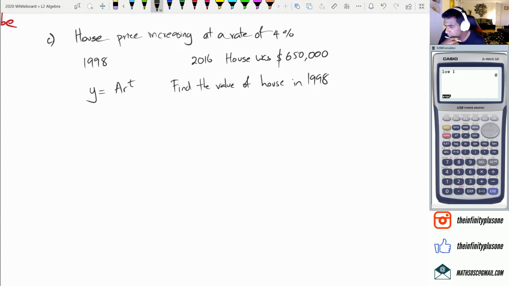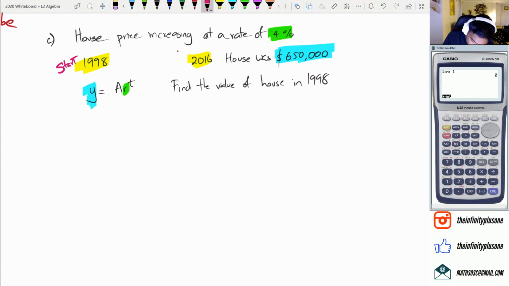So for this question, what we're basically doing is our current value is 650,000. So this right here happens to be Y. The rate is 4%, so that's going to be there. And the T, you've got to figure out from 2016 and 1998. One other thing that I forgot to mention is this house was bought at the start of 1998, and also at the start of 2016, it was actually worth 650,000.